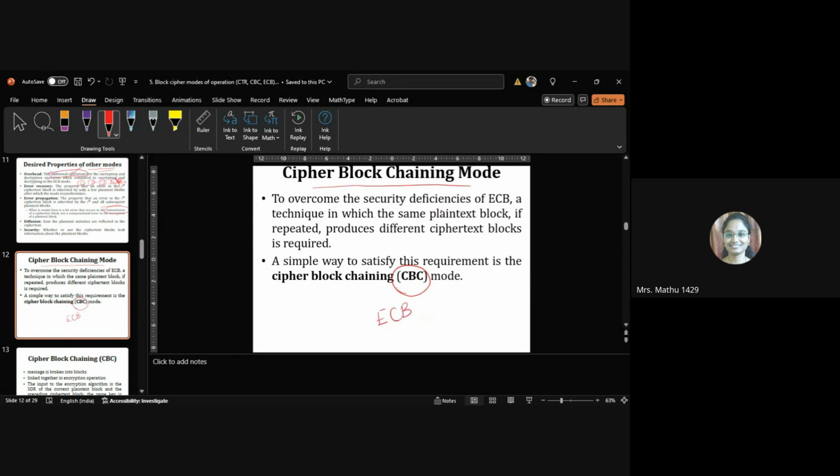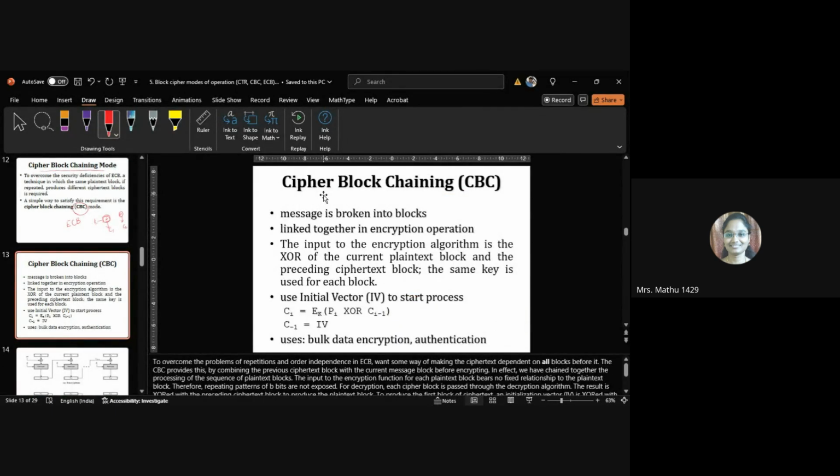We have seen there are certain security deficiencies present in ECB. In ECB, the same key is used for all the plain text blocks, and if the plain text repeats somewhere, then you will get the same ciphertext. To avoid this, we are going to go for the cipher block chaining mode, where we are going to do some additional operations.